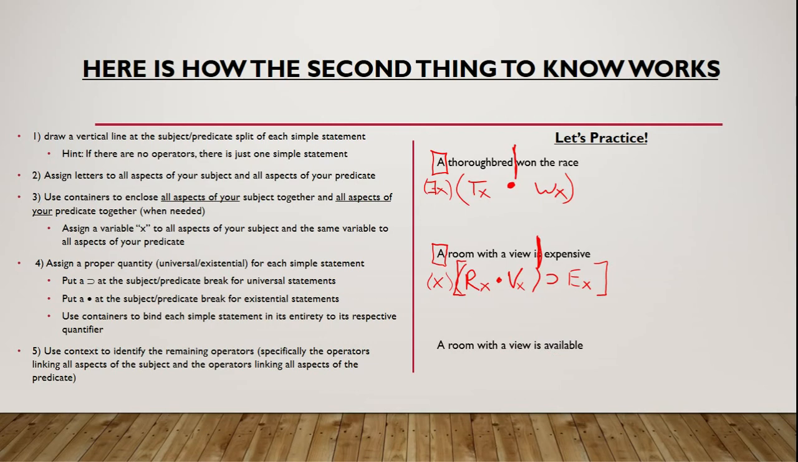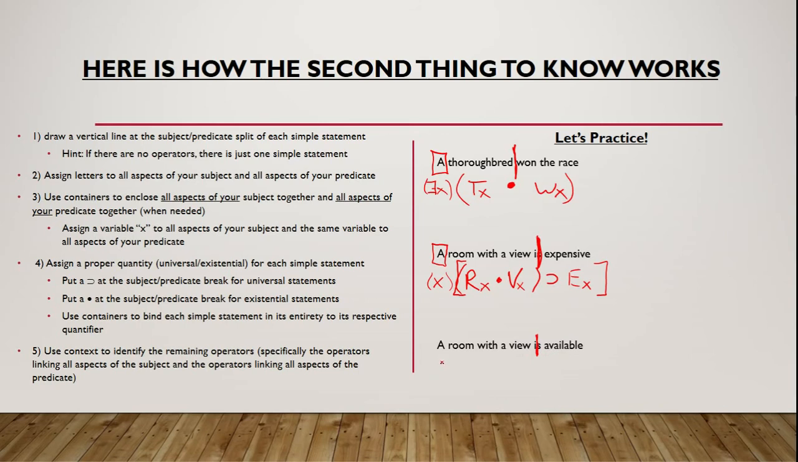Do you think they're saying all rooms with views are available? Or are they saying, we definitely have one that's available? It strikes me that they're just saying they at least have one that's available. In which case now this "a room with a view" becomes an existential or particular. Let's try this translation here then. Step 1, draw a vertical line at the subject predicate split of each simple statement. So, a room with a view is the subject side, and then available is the predicate side.